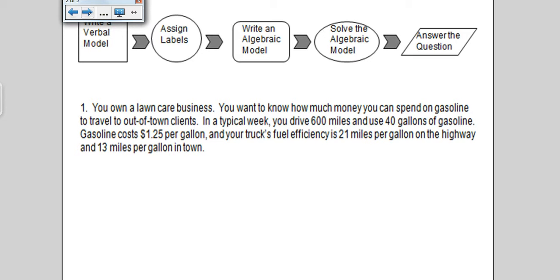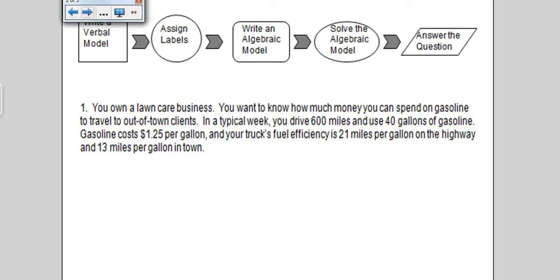So you own a lawn care business and you want to know how much money you can spend on gasoline to travel to out-of-town clients. Well, in a typical week, you're going to drive 600 miles. You know you use 40 gallons of gasoline, and the gas costs $1.25 per gallon. Well, this worksheet was written quite a long time ago, wasn't it? And your truck's fuel efficiency is 21 miles per gallon on the highway, but 13 in town.